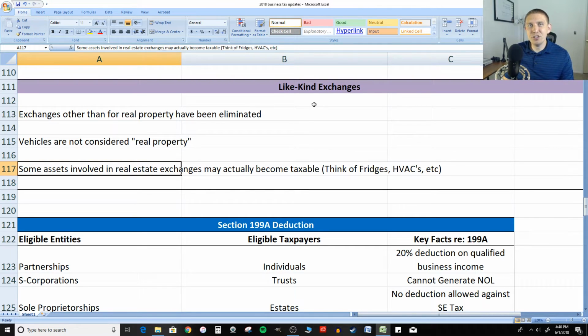There might be fridges, stoves, and other units of that sort that are not considered real property. So when you're doing a like-kind exchange, remember you might have to pay taxes on those other items. You'll be able to defer the tax on the building and the land, but not the other items that are in the building.